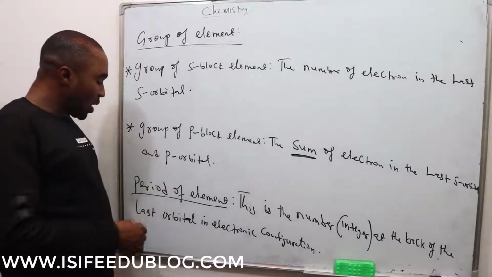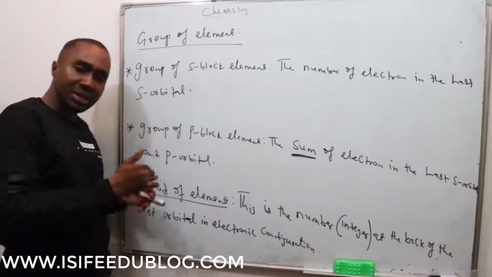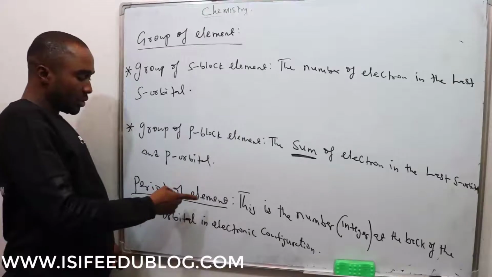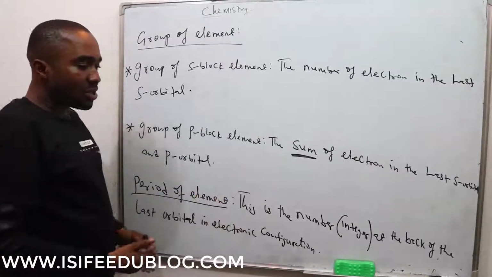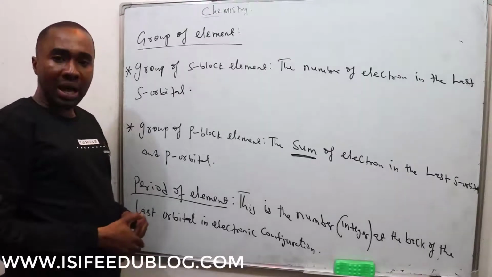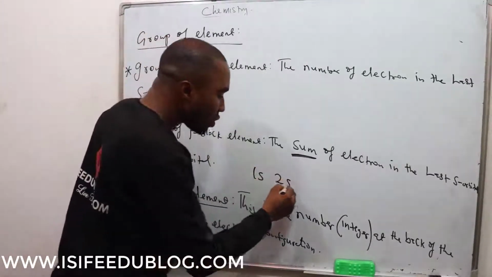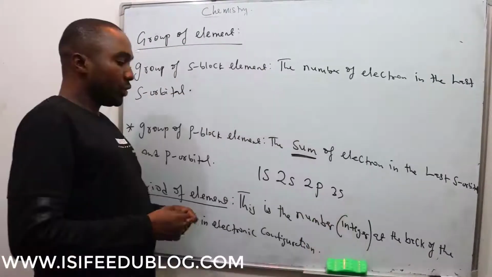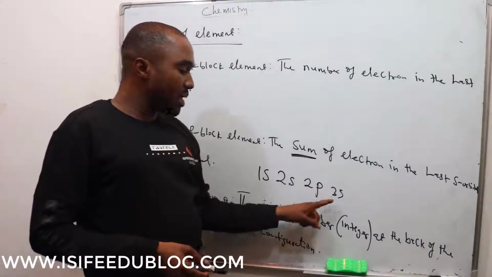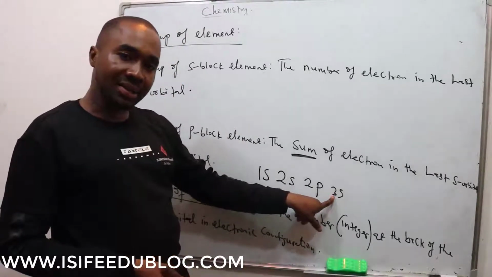Then the way to know the period of an element, every element, is the same procedure. The period of any element is just the number at the back of the last orbital. If you have written the electronic configuration, maybe 1s, 2s, 2p, 3s, the period of this element will be 3 because the number at the back of the last orbital here is 3.